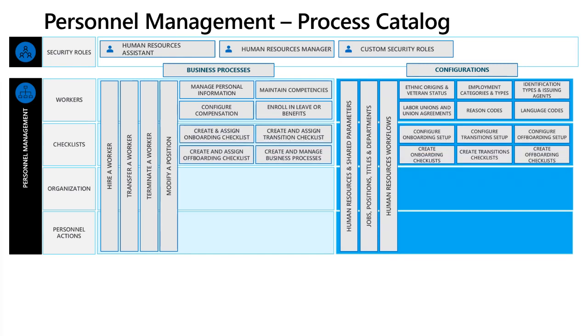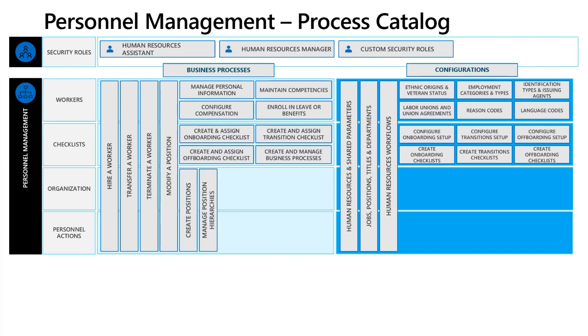Next, we have the checklist-related business process and configuration. This includes the onboarding, offboarding, and transitions. When you think about transitions, this can be promotions within the same positions, lateral movements to another department or team, office location changes, or even changes in the project assignment, for example.